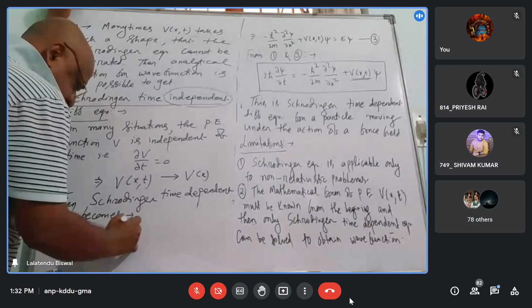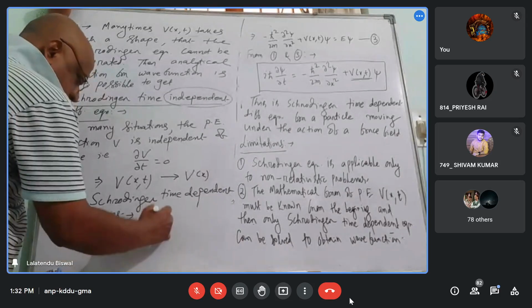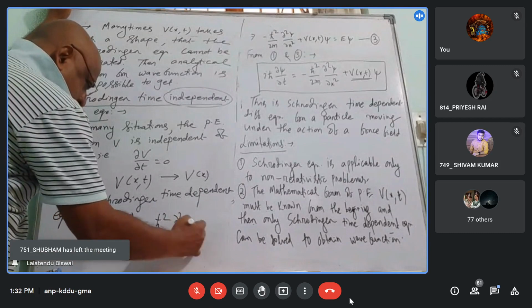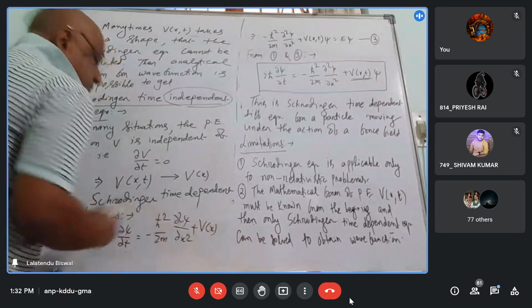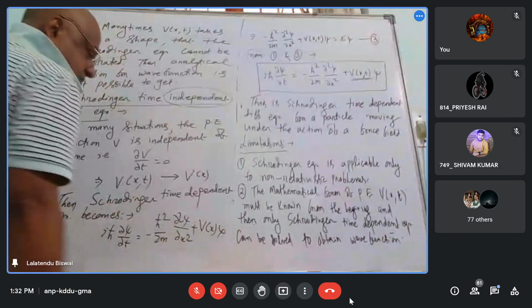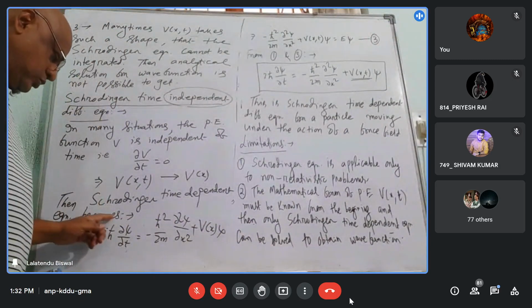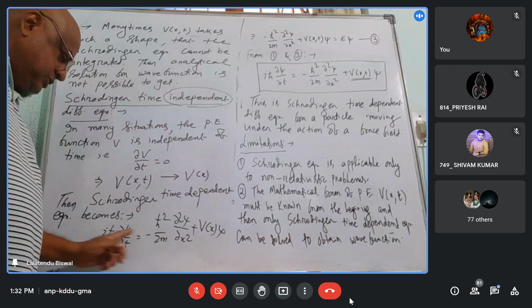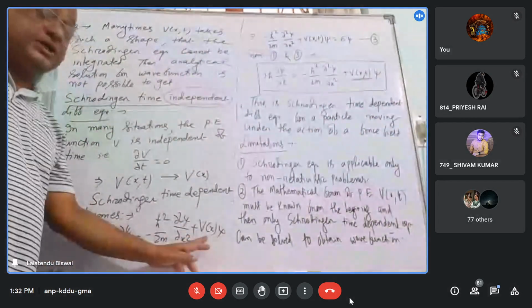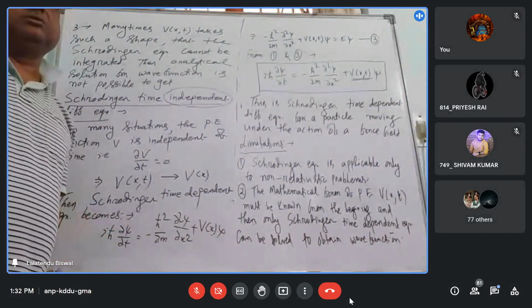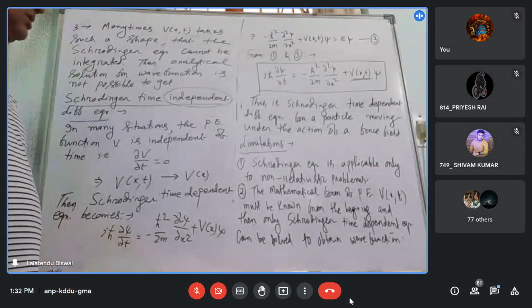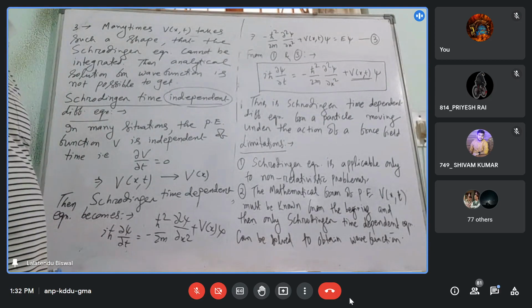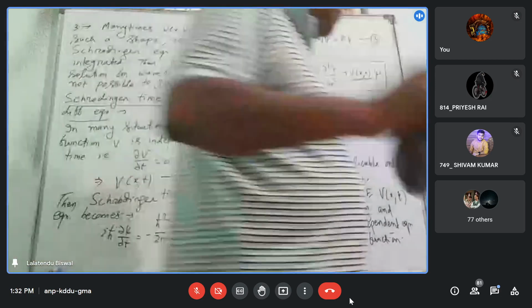i h cross del psi by del t equals minus h cross square by 2m del square psi by del x square plus V, where V is a function of x only, not t. Sorry. So you can mark here the coefficient is i h cross, here the coefficient is minus h cross square by 2m, these two coefficients are constant. And the third coefficient is V(x), which is a function of x only, not a function of t. In this case, you can use the separation of variable method to separate out the space part and time part of the solution.